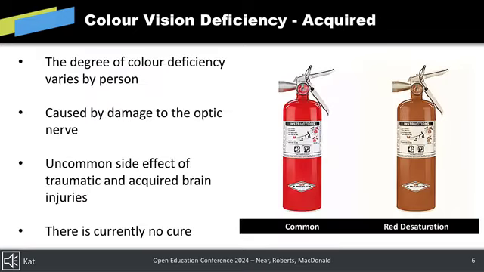There's also a less common form of CVD known as red desaturation that you can get by damaging your optic nerve. Unlike inherited CVD, since red desaturation is not genetic, it affects men and women equally, and the degree of deficiency varies by person. On the right, you can see an image of a fire extinguisher. On the left, it is fully saturated, and on the right, we have desaturated the image, and this is what someone with red desaturation would see. Like inherited CVD, there's currently no cure, but with accommodations, people with it can live a very normal life.